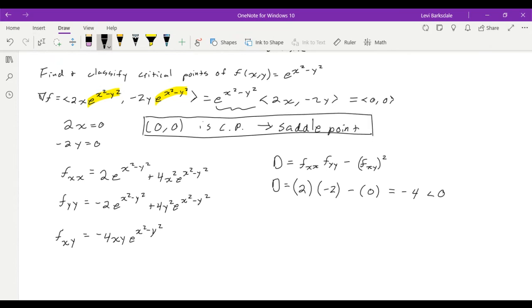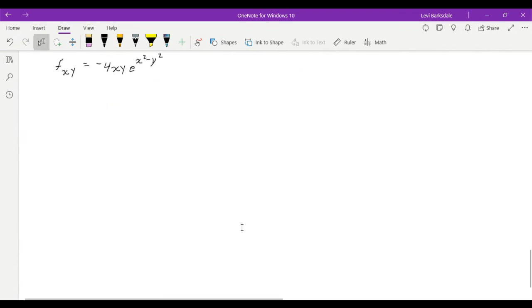Cool. And it was just a coincidence that all the critical points in my problems turned out to be saddle points. A lot of times it depends on the problem that you get. We'll see maximums and minimums fairly regularly as well. All right. Cool. Let's go ahead and move on to the third topic.